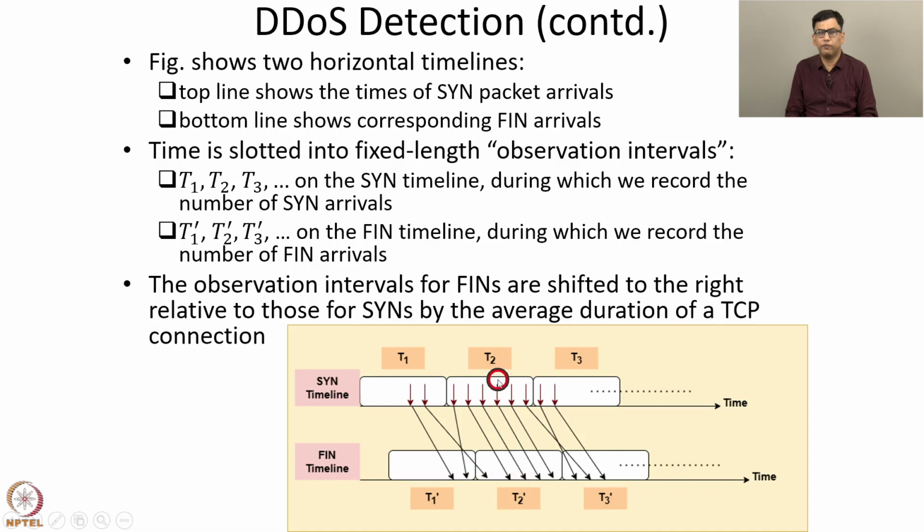But the number of SYN packets and FIN packets in a particular observation interval are only roughly equal, because the durations of different TCP connections are different in general. Not all TCP connections have the same duration. So it can happen that if there is a long-lived TCP connection, then the SYN packet is received in this observation interval, but the FIN packet is received much later in some subsequent observation interval. Hence, we can only roughly say that the number of SYN packets in a particular observation interval on the SYN timeline should be equal to the number of FIN packets in a particular observation interval on the FIN timeline.